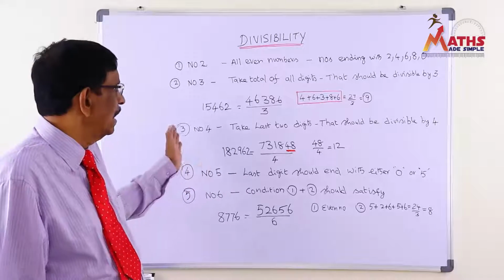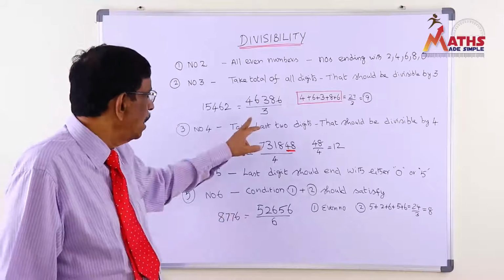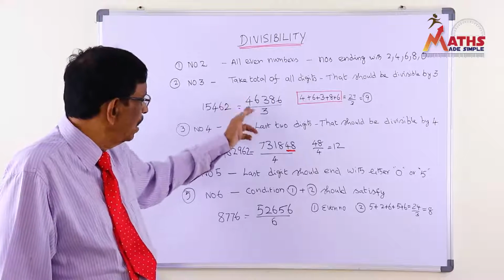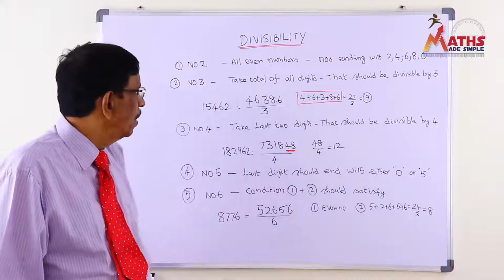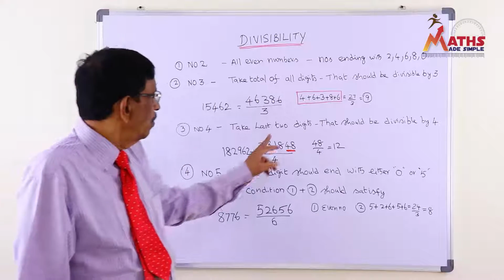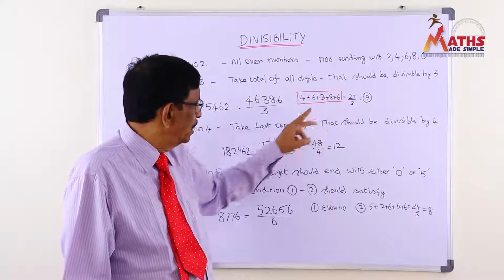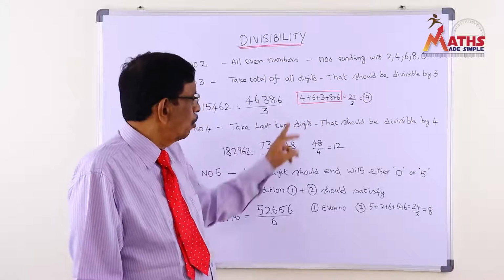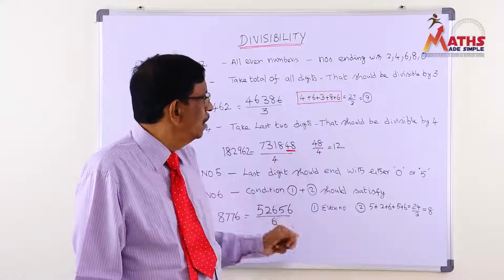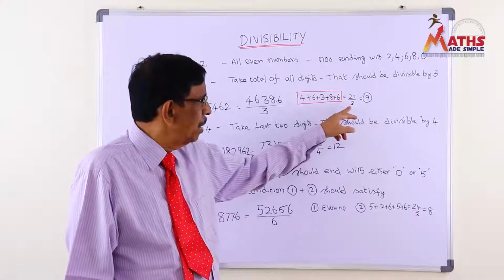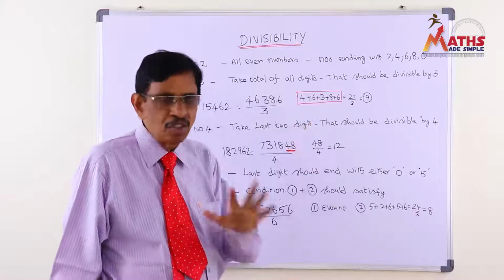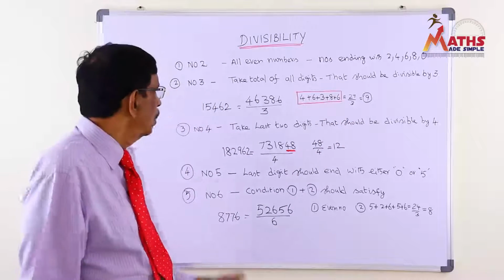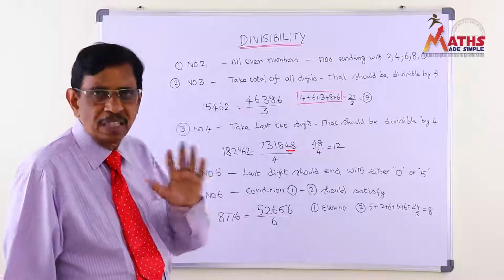Here let us take an example. I am taking the example of 46386. I want to find whether this number is divisible by 3. So what I am doing, first I am adding all the individual digits: 4 plus 6 plus 3 plus 8 plus 6. The total comes to 27. 27 is divisible by 3. The answer is 9, which is known to you. When this is divisible by 3, the whole number is also divisible by 3.